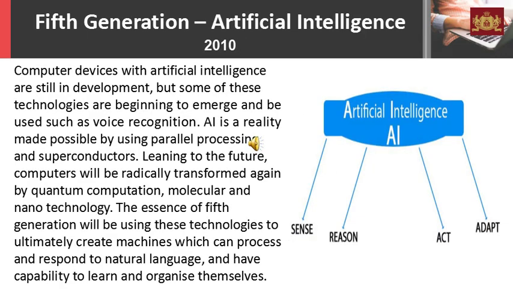Computer devices with artificial intelligence are still in development, but some of these technologies are beginning to emerge and be used, such as voice recognition. AI is a reality made possible by using parallel processing and superconductors. Looking to the future, computers will be radically transformed again by quantum computation, molecular and nanotechnology. The essence of fifth generation will be using these technologies to ultimately create machines which can process and respond to natural language, and have capability to learn and organize themselves.